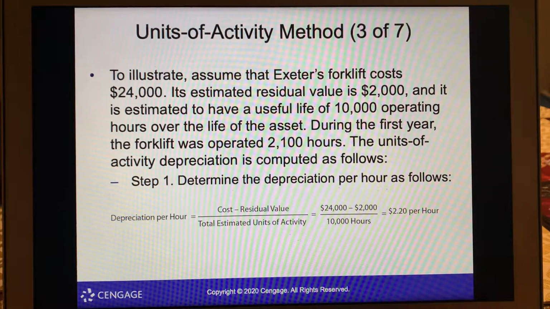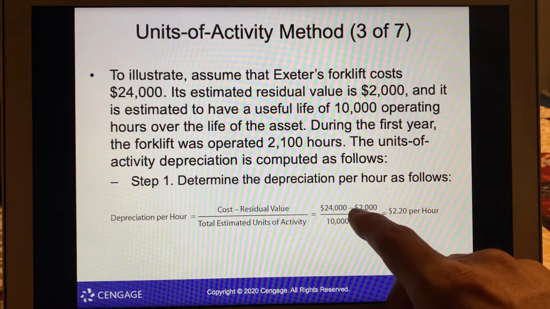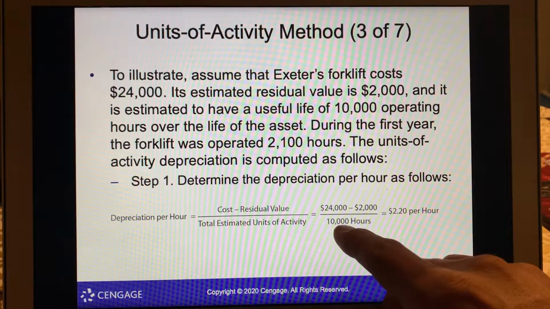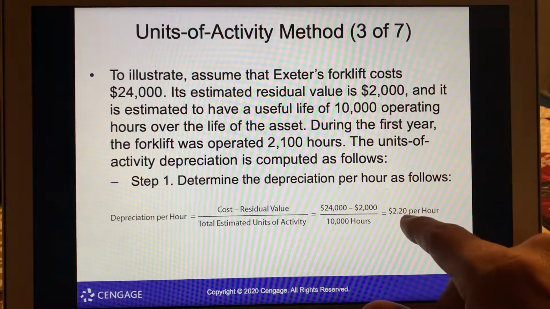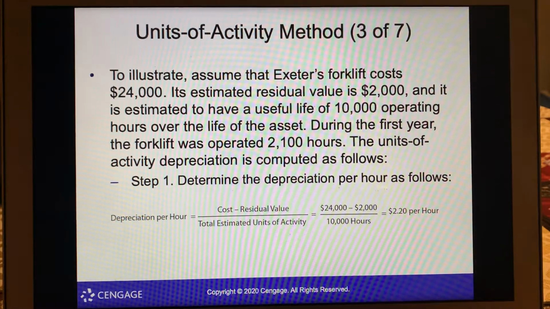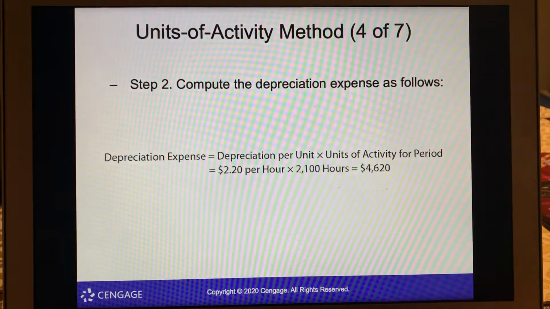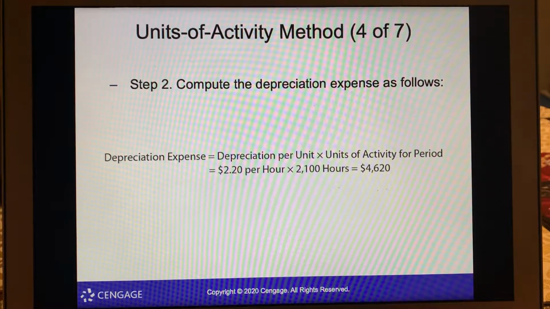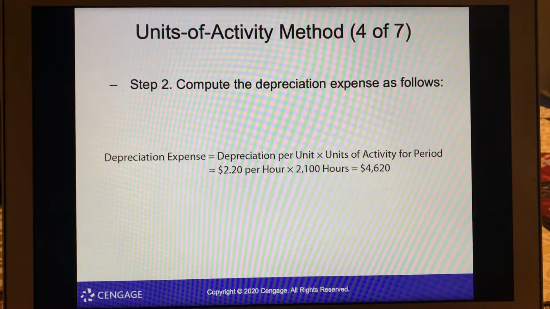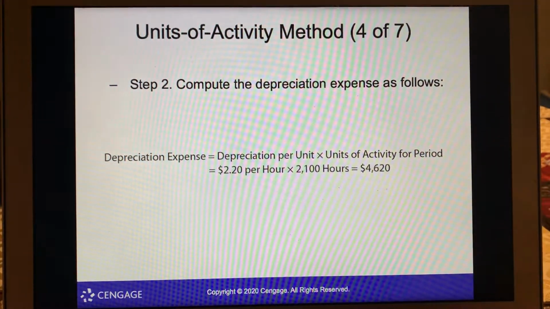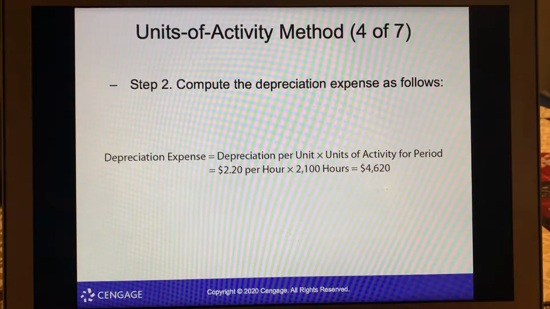So here's the example. 24,000 minus 2,000 divided by 10,000 hours. So $2.20 per hour is the depreciation expense per unit. Then 2.20 times 2,100 hours for that operating or fiscal year. So $4,620 will be our depreciation expense.